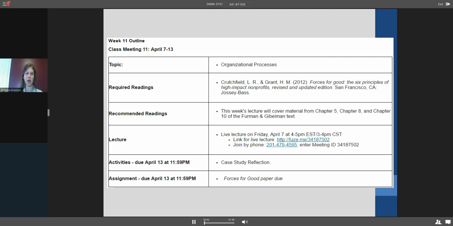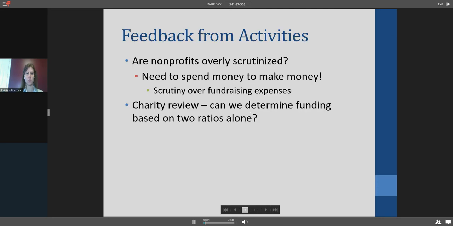However, I do have that the chapters from this week related to the lecture will be chapters 5, 8, and 10 from the Furman and Geibelman textbook. So I don't have those required, but those are the chapters that we will be dealing with. Should anyone have any questions related to them? So our activity this week is a case study, reflection from the book, and then again, the assignment we have due this week is the Forces for Good book or the paper.